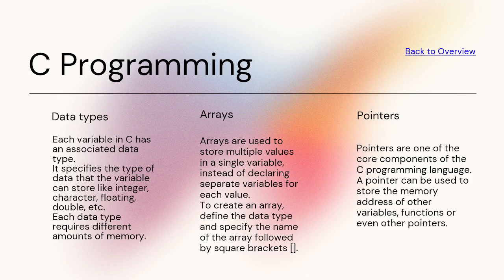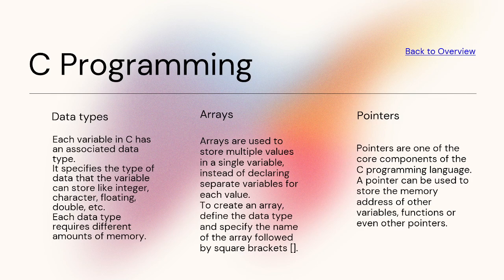Array. Arrays are used to store multiple values in a single variable. A group of characters or words are stored in a single variable, instead of declaring separate variables for each value. For example, embedded system. If A is equal to embedded system, then we can declare only A, because A itself holds embedded system. To create an array, define the data type and specify the name of the array followed by a set of square brackets. Every array should be specified with a set of square brackets.